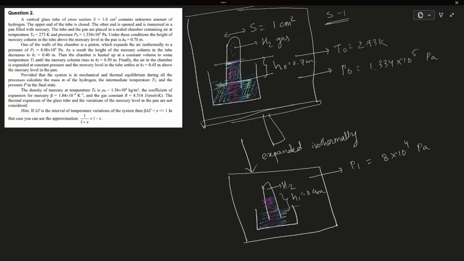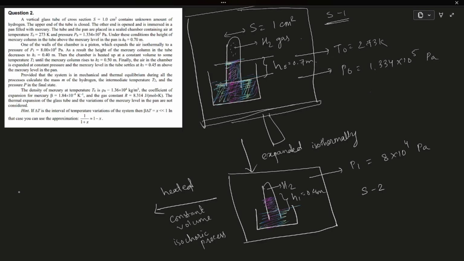Then this is scenario 2. Then the chamber is heated at constant volume to some temperature T2 until the mercury column rises to H2, 0.5 meter. Okay. Then we heated, means we give thermal energy or heat at a constant volume. That is, this is an isochoric process.